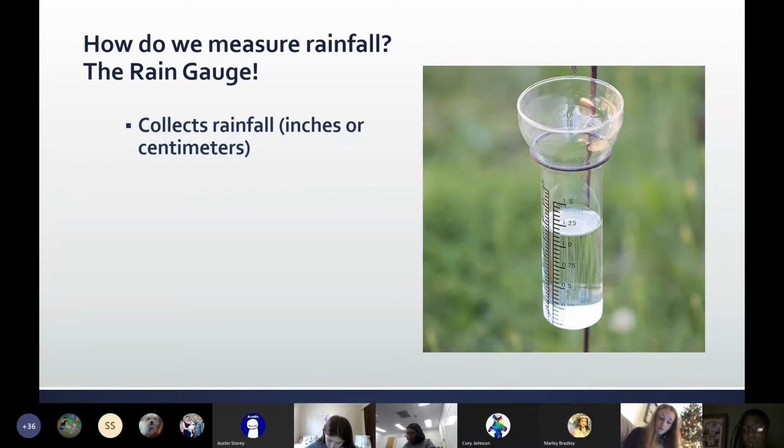Do you want us to draw the rain gauge up there? Yes, ma'am. You can draw a simple picture of it.